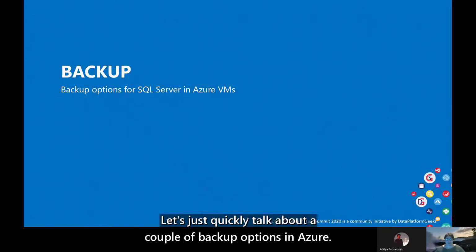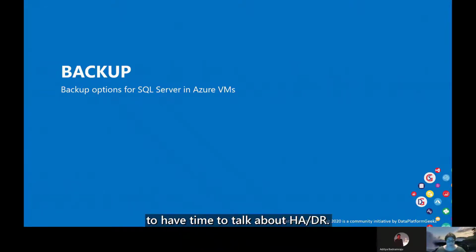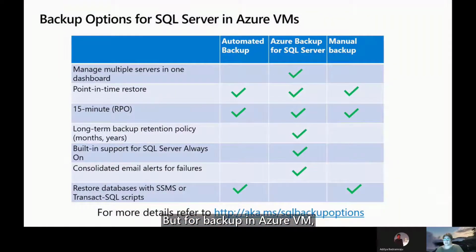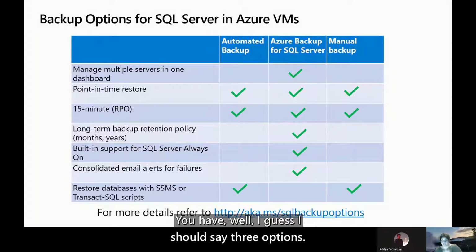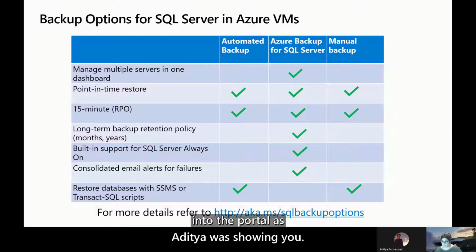Okay, so let's just quickly talk about a couple of backup options in Azure. I don't want to spend too much time because I want Aditya to have time to talk about HRDR. But for backup in Azure VM, you essentially have two options. Well, I guess I should say three options. You have automated backup, which is what's built into the IaaS extension into the portal, as Aditya was showing you.